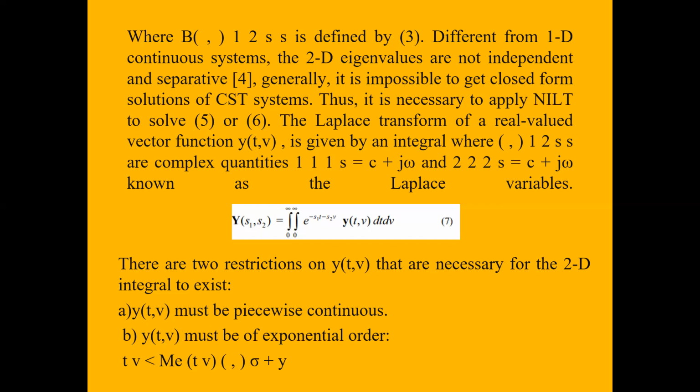There are two restrictions on y of t comma v that are necessary for the 2D integral to exist. Y of t comma v must be piecewise continuous. Y of t comma v must be of exponential order, where |y of t comma v| is less than M e to the power of sigma (t plus v).